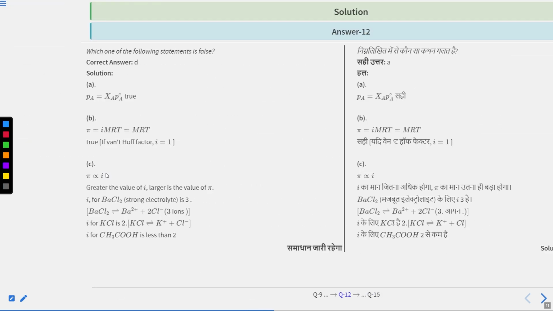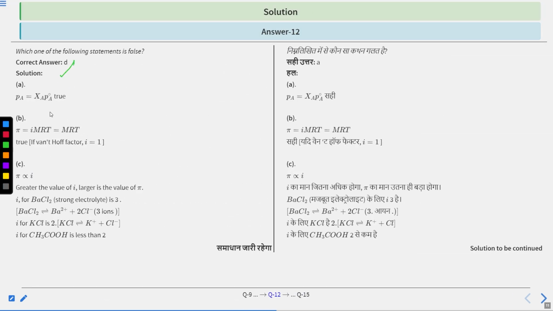Okay, so the correct answer is option D. In option A, we are given that the vapor pressure of A equals the mole fraction times the vapor pressure of A in pure form. This is true, so the statement is true. In statement B, we have pi equals MRT. Pi is generally equal to iMRT, so when the van't Hoff factor i equals 1, it becomes MRT. So this option is also true. This statement is also a true statement.